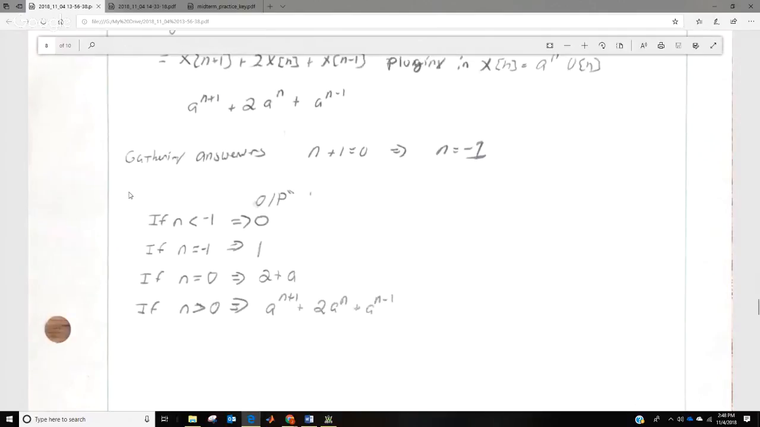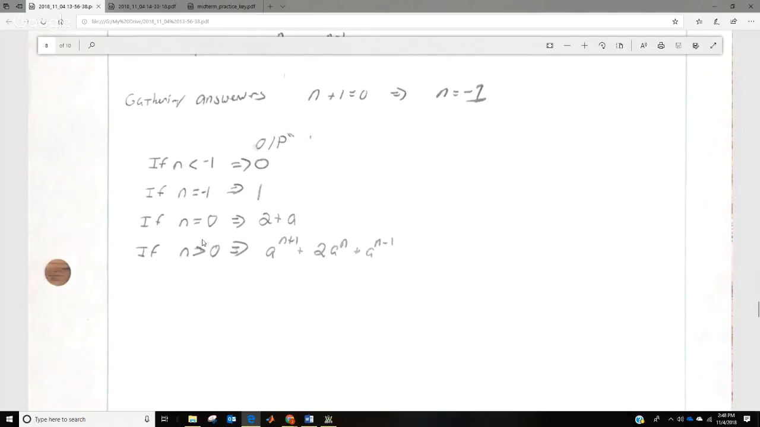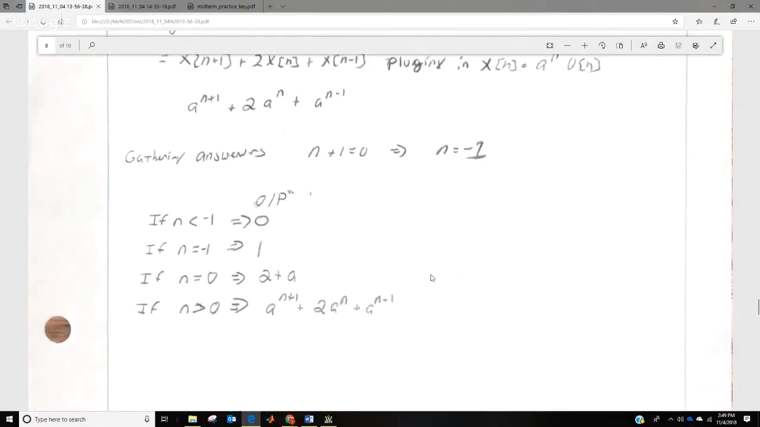So we gather all our answers up to get a full piecewise answer. So if n is less than negative 1, we get 0. If n is equal to negative 1, we get a 1 out. If n is greater than or equal to 0, we get 2a. And if n is greater than 0, we get this function here. So that's probably clear as mud.